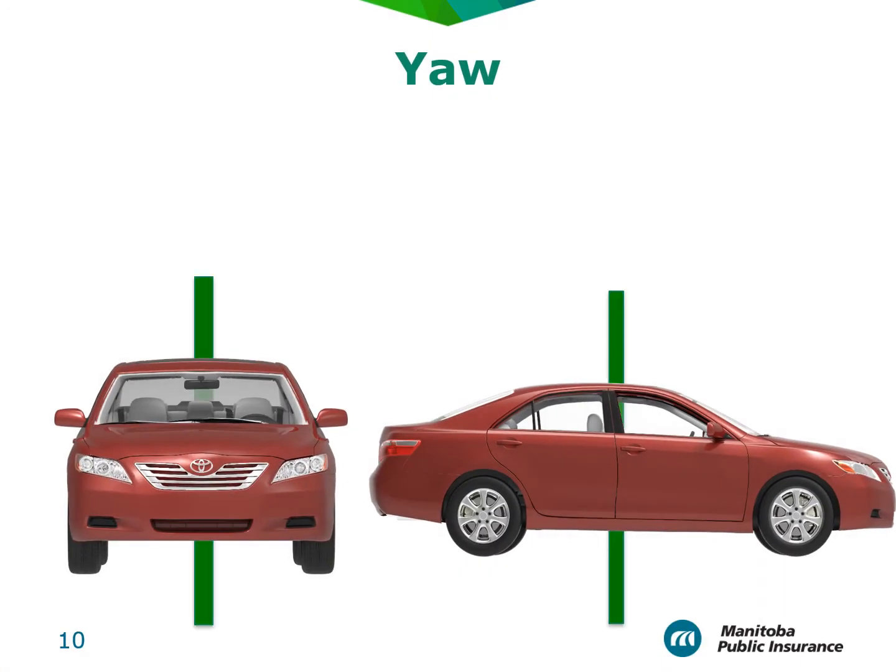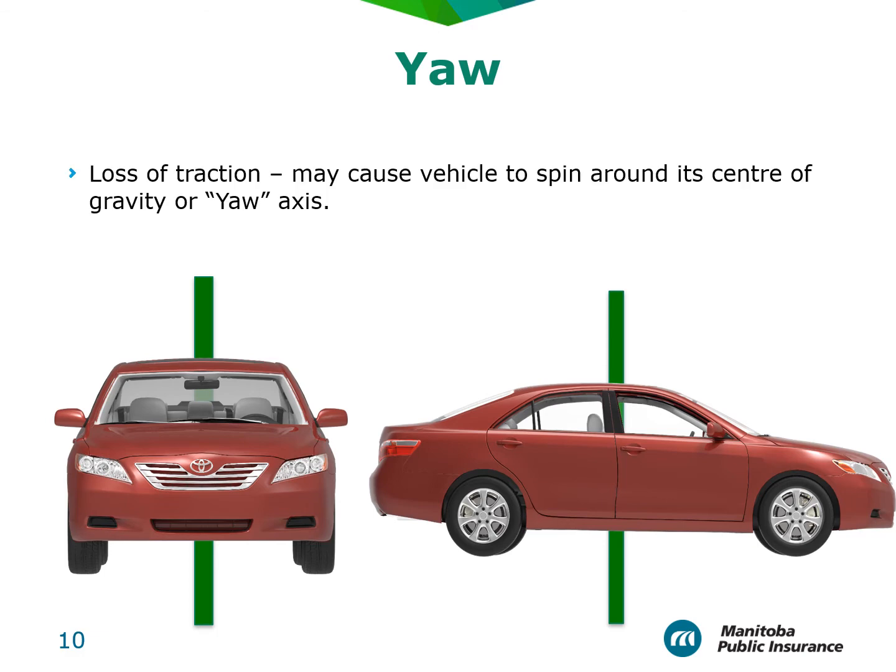If you could run a pole through the center of the passenger's compartment from the floor to the roof, this would be known as the yaw axis. A vehicle can spin around this yaw axis if during a curve both rear tires lose traction. At this point, the energy of the vehicle would cause it to spin on the yaw axis. In common terms, this is known as a spin-out.